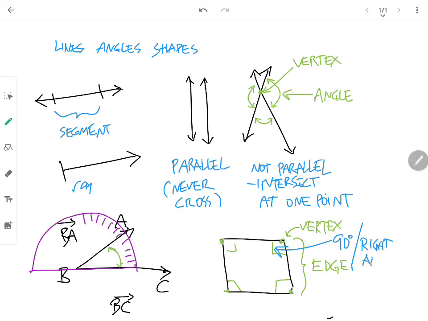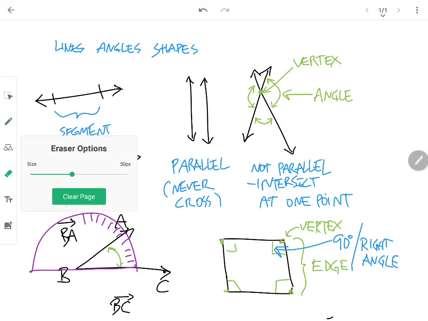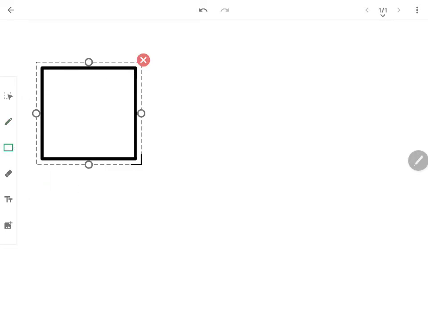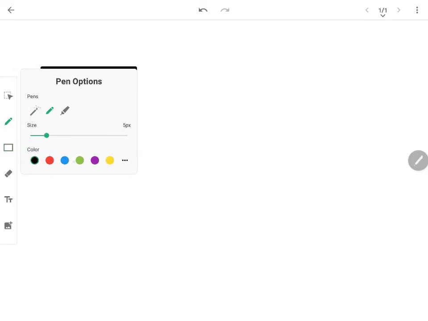angles. Okay, and if you know the nature of the edges of a shape and the measure of the angles of a shape, then you'll know a lot of information about that shape. For example, drawing the square, right? So I can actually draw a perfect square here, right? So that's a square. So we know something about the square.